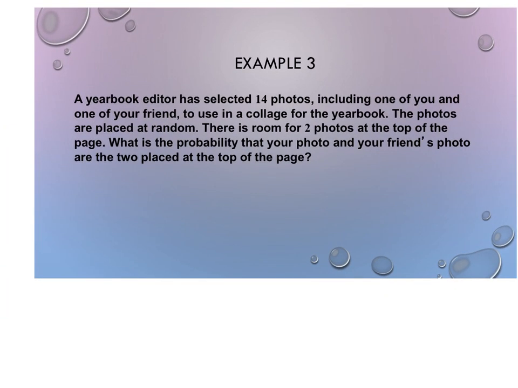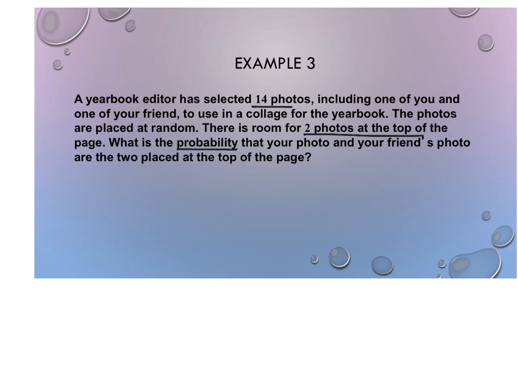Here we have a yearbook editor, and they have selected 14 photos, including one of you and one of your friend, to use in a collage for the yearbook. The photos are placed at random. There is room for 2 photos at the top of the page. It wants us to find the probability that your photo and your friend's photo are the 2 placed at the top of the page.